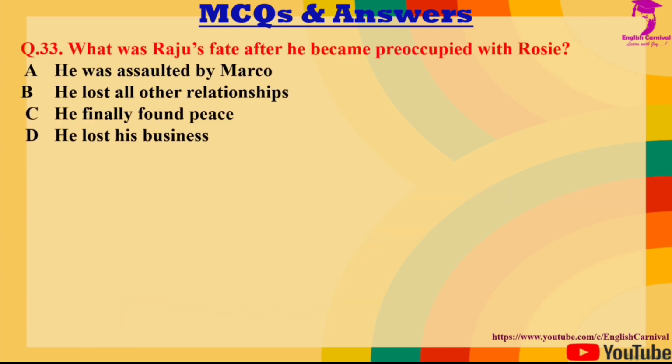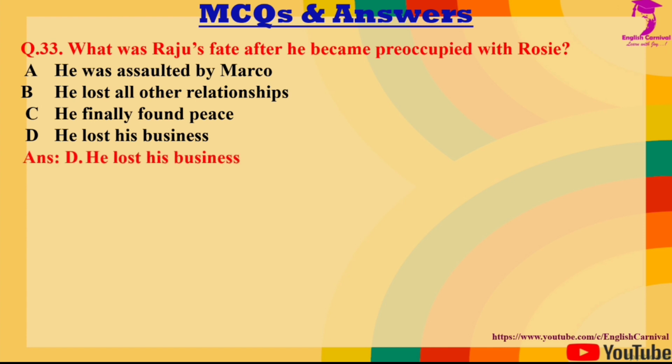Question number 33 we have, what was Raju's fate after he became preoccupied with Rosie? Options are A. he was assaulted by Marco, B. he lost all other relationships, C. he finally found peace, and D. he lost his business. The correct answer is D, he lost his business.